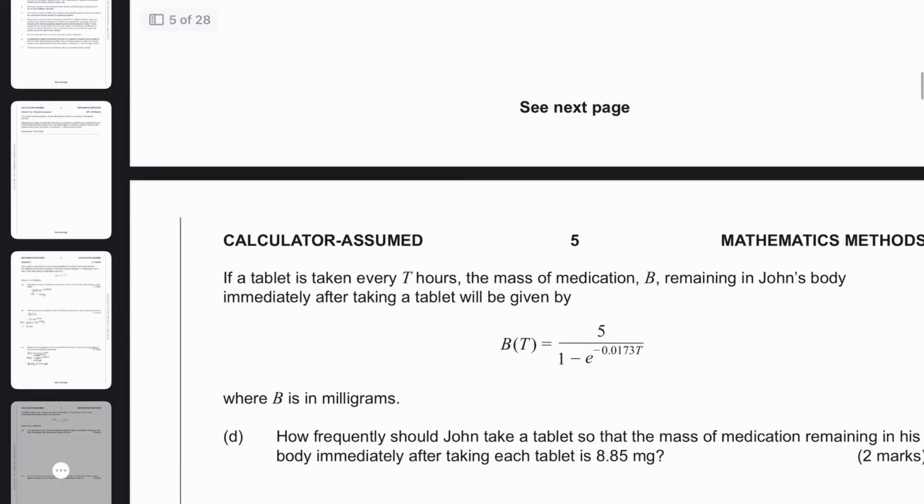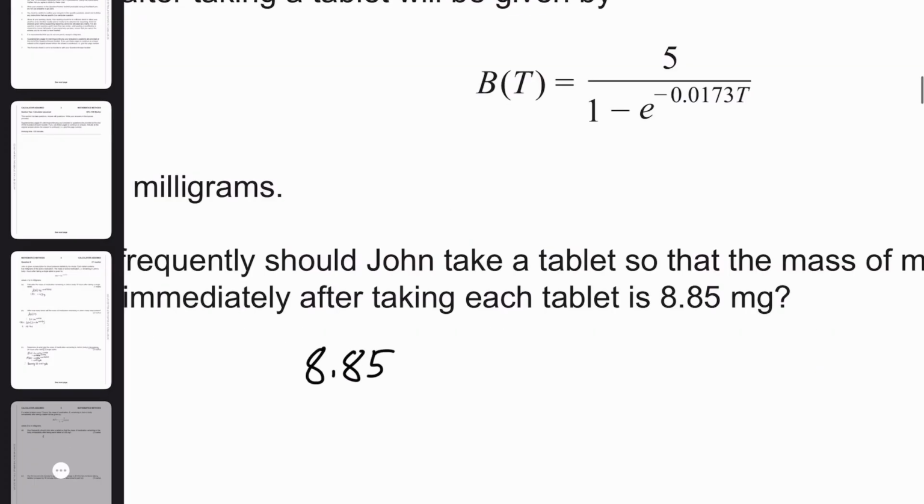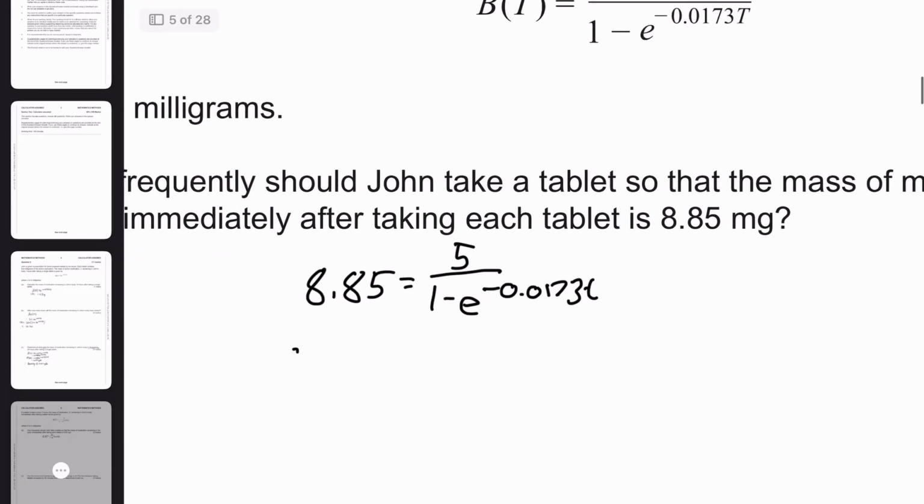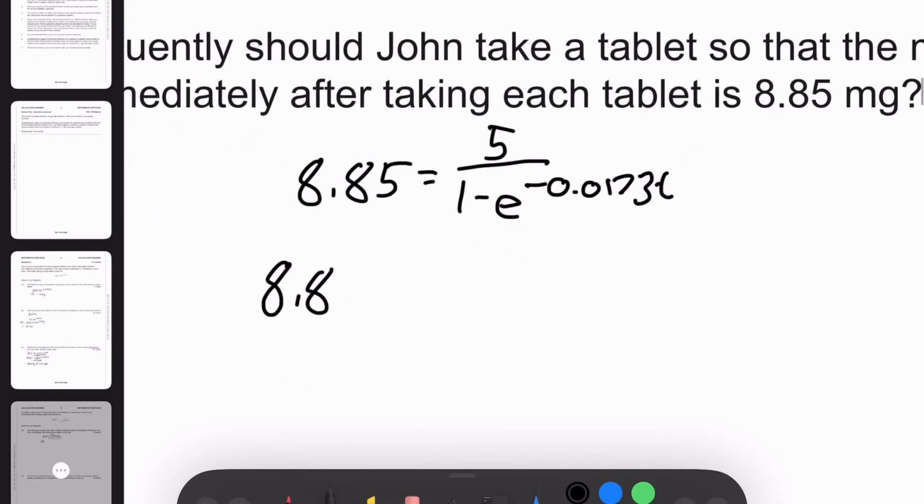Alright. Next question. If a tablet is taken every T hours, the mass of medication B remaining in John's body immediately after taking a tablet will be given by this formula, where B is also in milligrams. How frequently should John take a tablet so that the mass of medication remaining in his body immediately after taking each tablet is 8.85? So what we want to do is just set that equal to this, e negative 0.0173T. If we multiply this denominator on the bottom to the left, where did my pen go? There we go, undo. 85 minus 8.85 e.